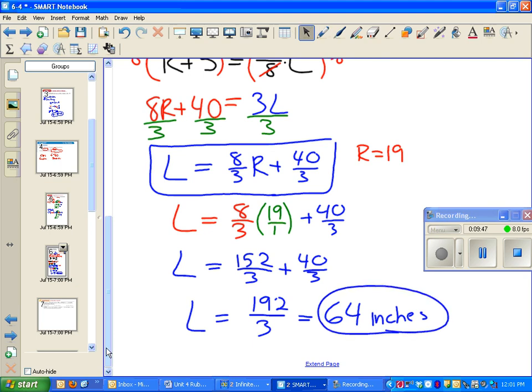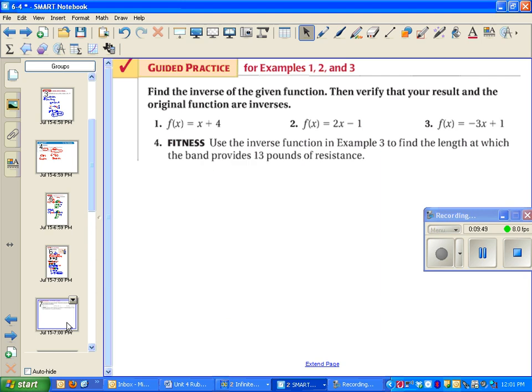Okay. So for the guided practice for 1, 2, and 3, you can definitely do that. f of x, remember, is just a fancy term for y. So for 1, 2, and 3, you're going to switch x and y and solve for y again. And then instead of 19 pounds of resistance, now you're doing 13. So you can do those.